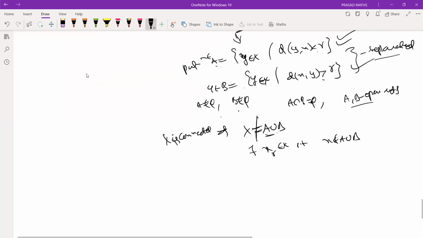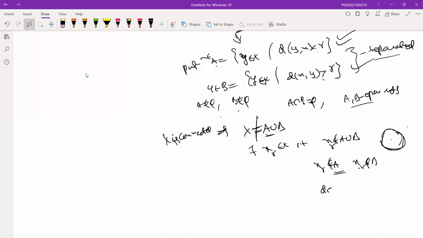This is with respect to r, right? So what does it mean? x_r is not in the union, meaning x_r is not in A and x_r is not in B. x_r not in A means x_r should not be inside. x_r not in B means x_r should not be outside. Not inside and not outside, so where is it? It is on the boundary, right? This is my x, and x_r is on the boundary, and this is my distance r. So the distance between x and x_r is r. Yes or no?